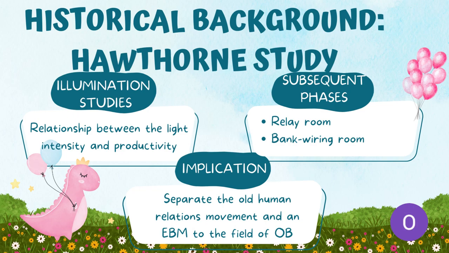Something was still not being controlled that was causing the change in the dependent variable, or output. Another phase was the bank wiring room study. The bank wirers were placed in a separate test room. An observer and an interviewer gathered objective data for the study. Department regular supervisors were used. Their main function was to maintain order and control.